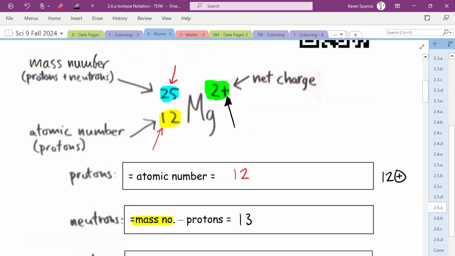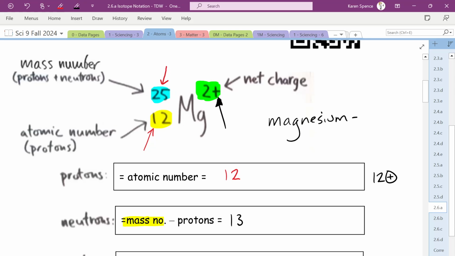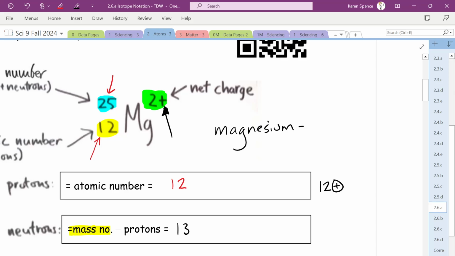How would you write the name for this isotope? Because you might have to do that on the quiz on Monday. Magnesium. Another quiz. Bohr models Monday, isotope notation Wednesday.